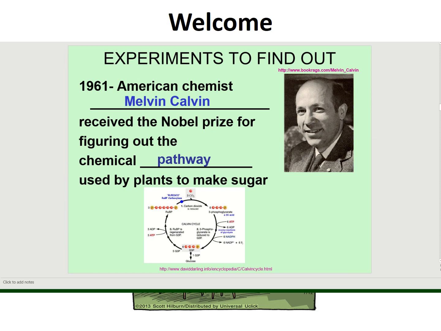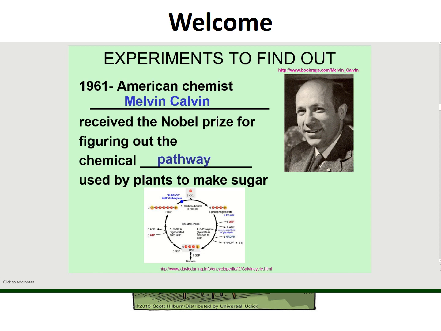In 1961, oh my goodness, 1779 to 1961, that's like 200 years later, American chemist Melvin Calvin received the Nobel Prize for figuring out the chemical pathway used by plants to make sugar. So we discovered that, well, not us, right, but scientists discovered that plants needed water, needed carbon dioxide, needed the light, and made oxygen and glucose.